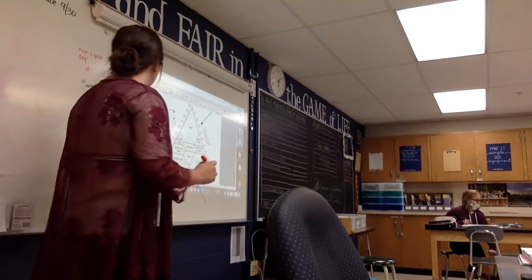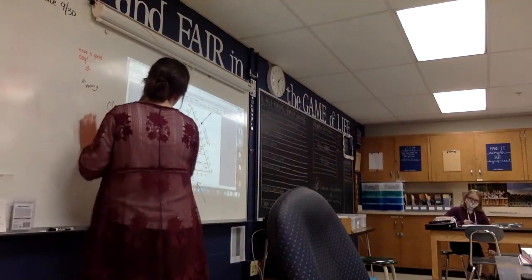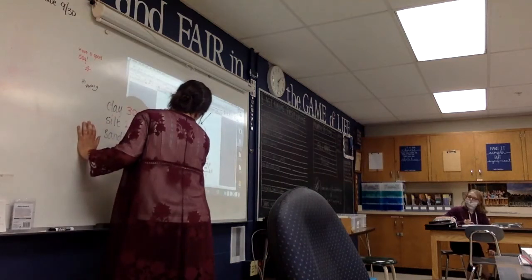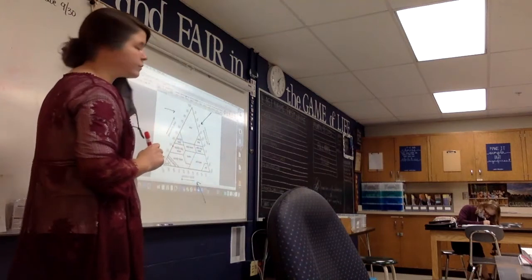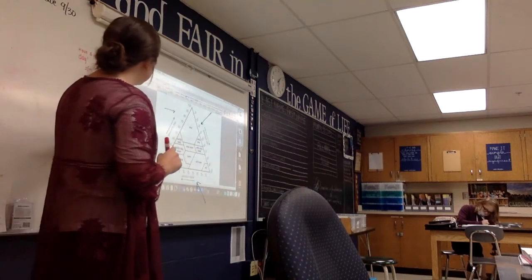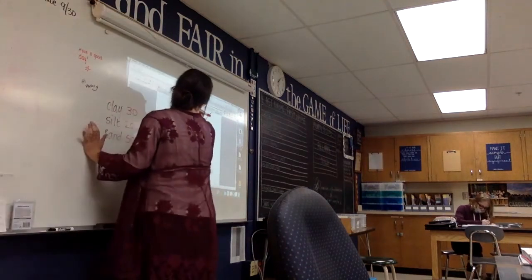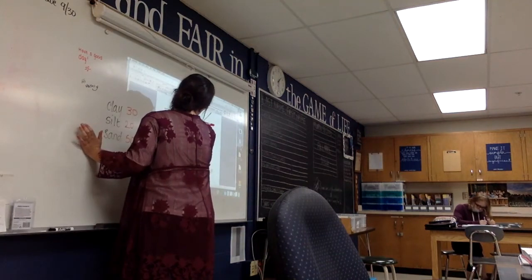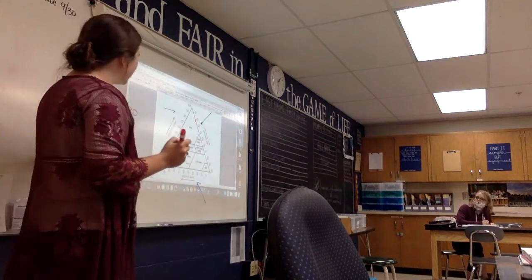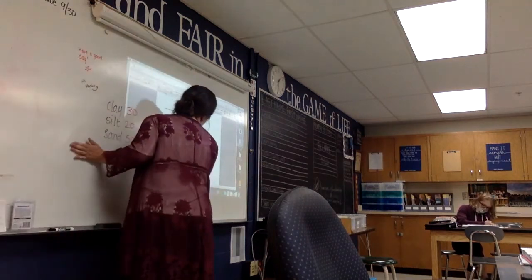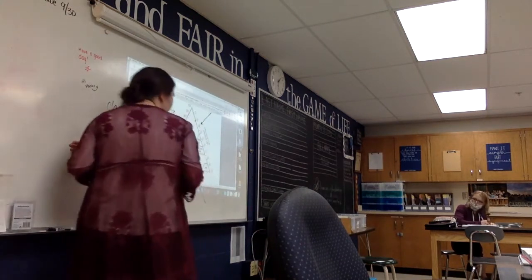Okay. So if we do this on the clay side, we're going to go to 30. So here's the 30 line. I'm going to put a dot right there on 30 on the edge of that, okay? My silt is at 20%, so I'm going to go to the 20 line on the silt side, and I'm going to put a dot. And then my sand is 50%, so on the sand line, I'm going to go to 50%, and I'm going to put a dot.